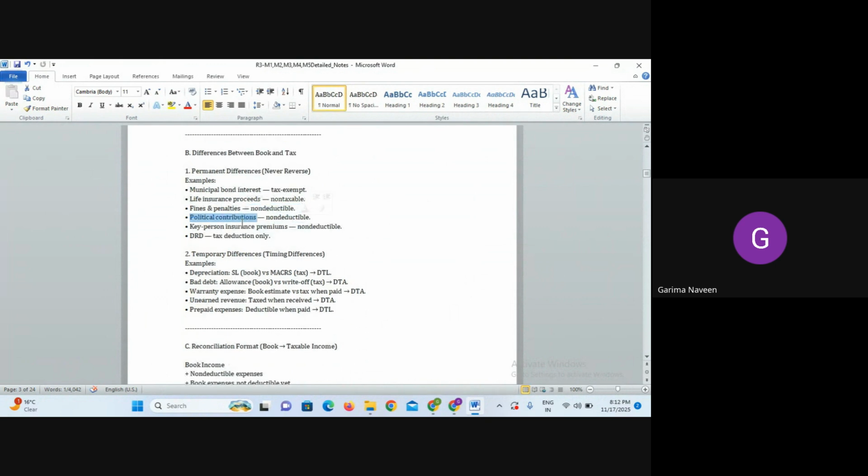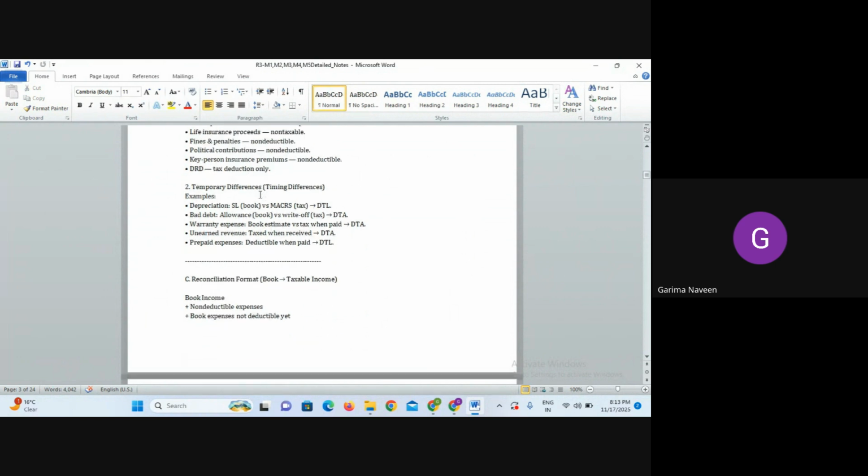Similarly, political contributions, key person insurance premiums and DRD. So these are some of the items which give rise to permanent differences, which means they are included either in your book income or in tax income, not in both. Okay. Next, we talk about temporary differences.